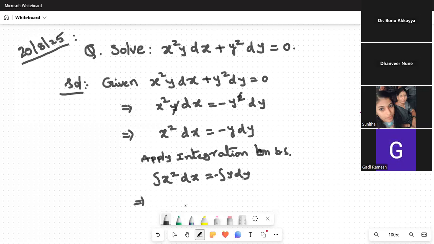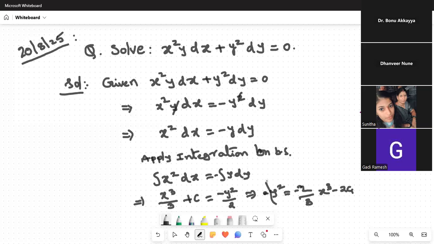Tell me students, integration of x square dx, how much? That is x cube by 3 plus c. Integration of y dy is y square by 2. Therefore, y square is equal to minus 2 by 3 x cube minus 2c. So this is our required answer. This is the solution to the given differential equation.